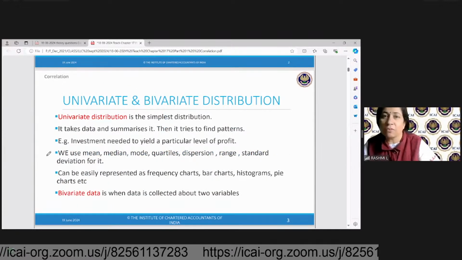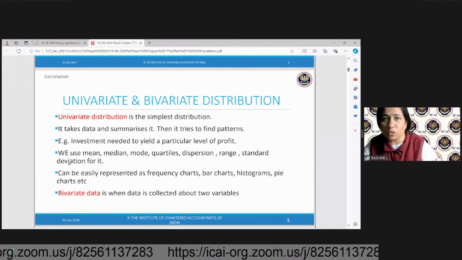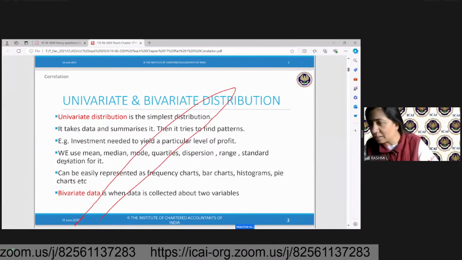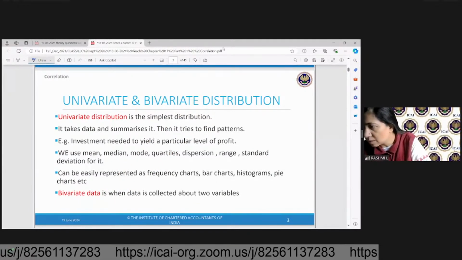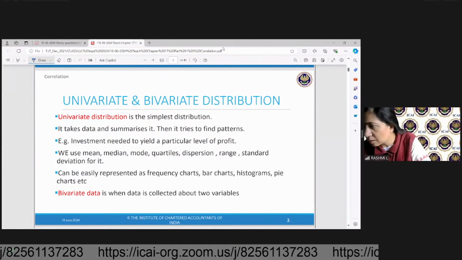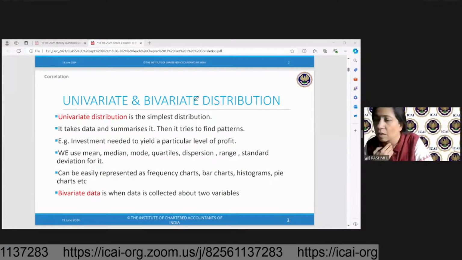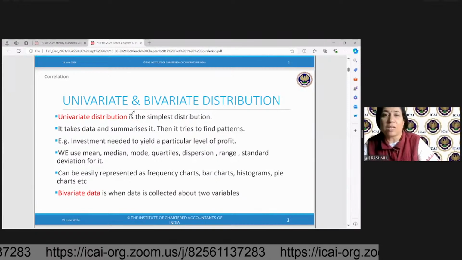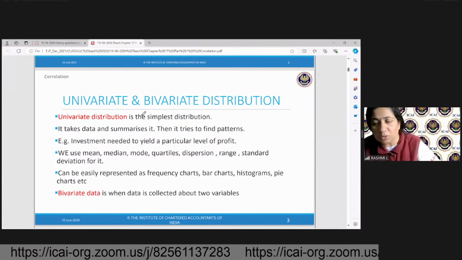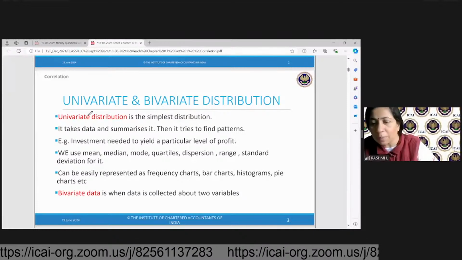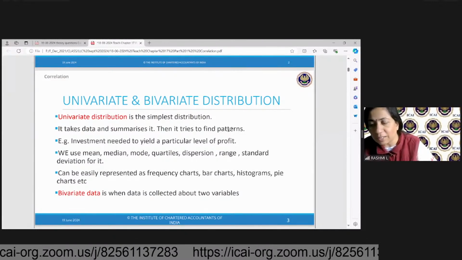Before we go into actual correlation and regression, there are two concepts: univariate data and bivariate data. Univariate distribution is the simplest distribution. It takes data and summarizes it. Then it tries to find a pattern.